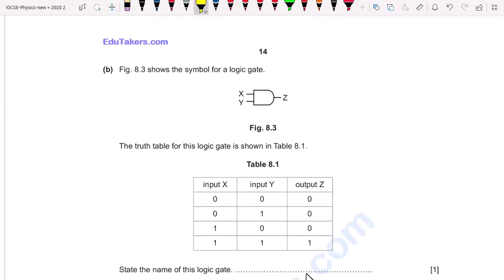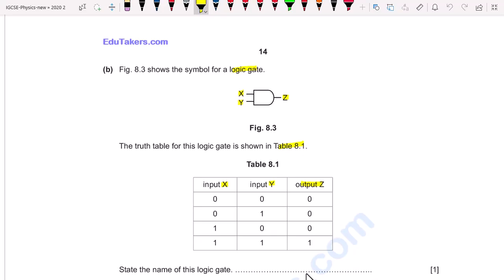Part B. Figure 8.3 shows the symbol for a logic gate. Here there are two inputs X and Y, and a single output Z. The truth table for this logic gate is shown in Table 8.1. There are two inputs X and Y, and four combinations of these inputs: 0, 0, 0, 1, 1, 0 and 1, 1. And there is a single output Z, and these values are given.